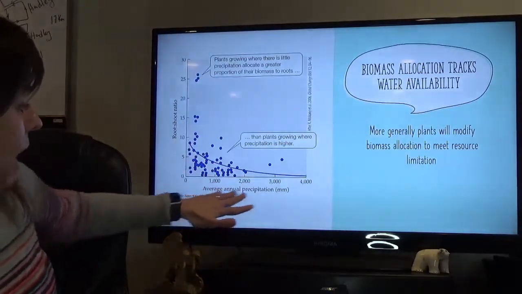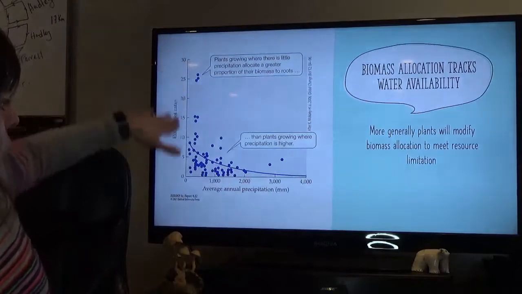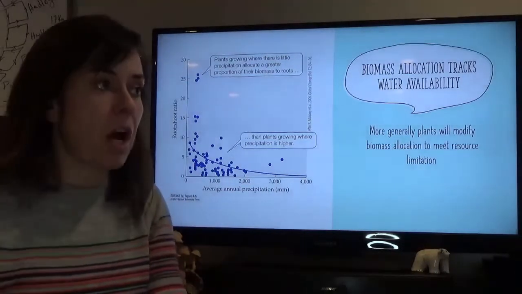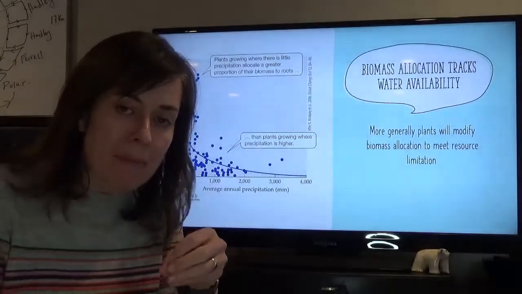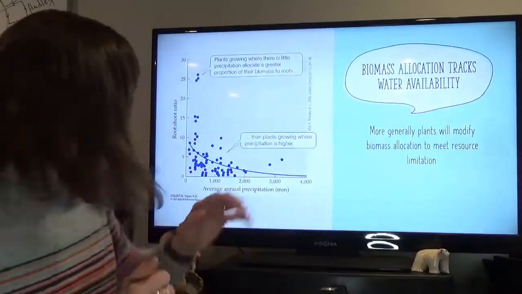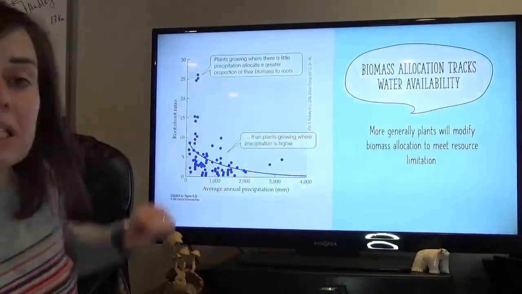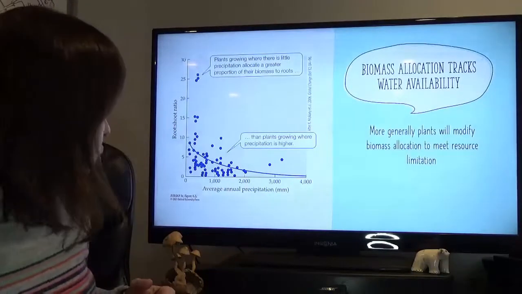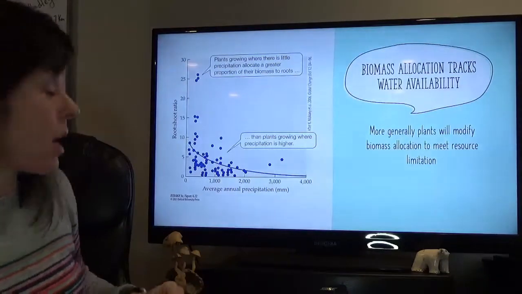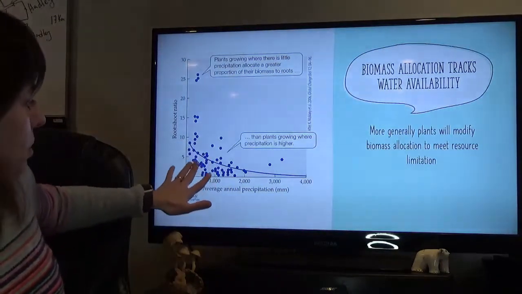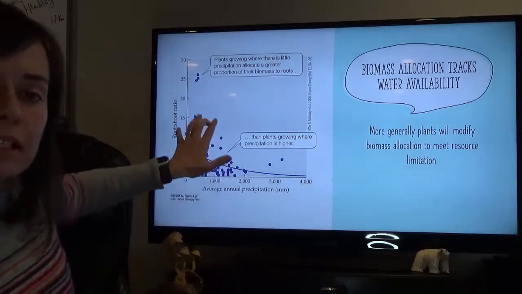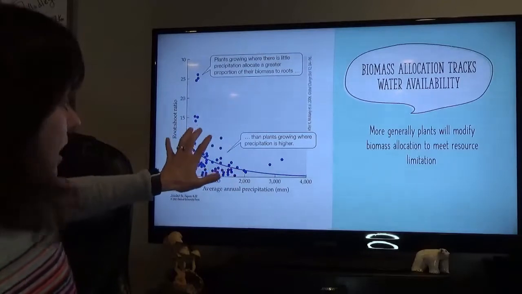And so here we have a plot of average annual precipitation and the root to shoot ratio. So the root to shoot ratio is if you harvested a plant, measured the dry mass of its root, measured the dry mass of its shoots, so its stems and its leaves, and did the ratio of those. So a higher root to shoot ratio means more root biomass compared to shoot biomass, so greater below ground biomass. And so you can see where average annual precipitation is lower, we tend to have higher root to shoot ratios, more allocation of biomass to roots compared to leaves.